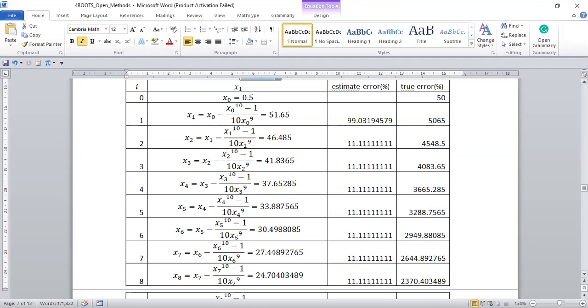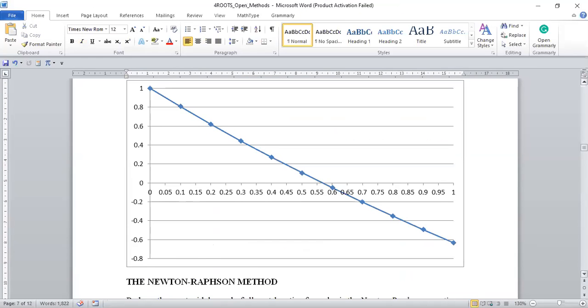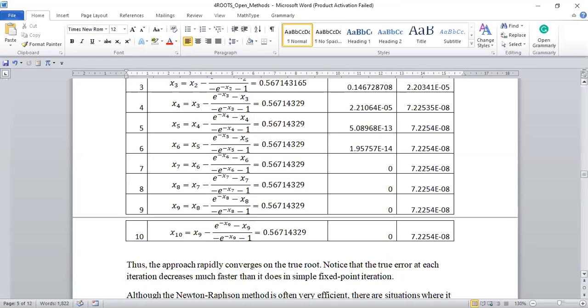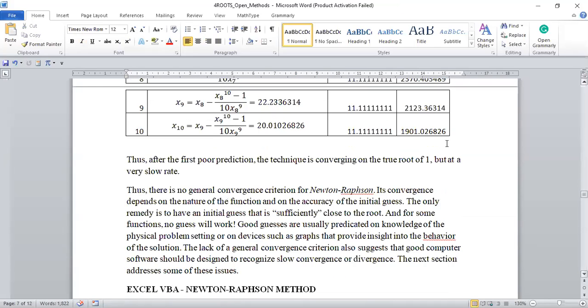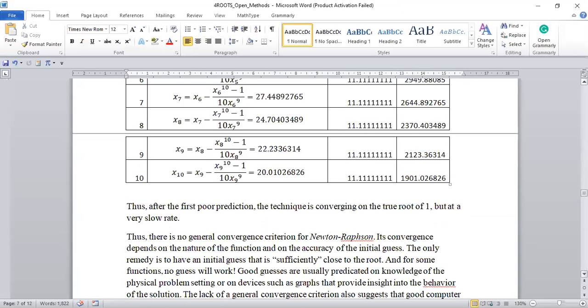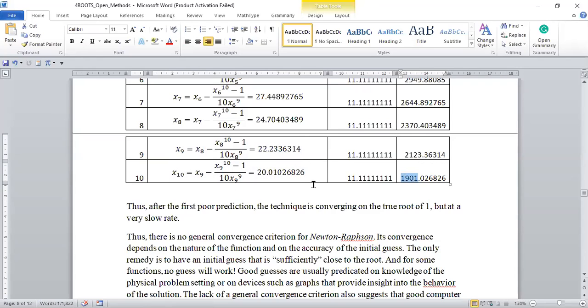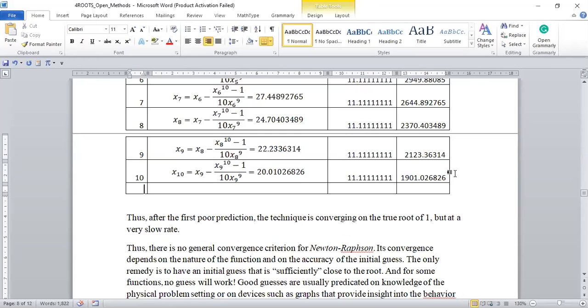Though now, at the 10th iteration, let me go to the 10th iteration. At the 10th iteration, you are still having a very, very large error of 1,900%, which is very, very large. But it is still going to converge. If I had kept on and gone to the 11th, 12th, 13th, 14th, 15th, if I had continued with the iteration, at the end of the day, it's still going to converge to the true root. And I told you that the true root is 1.